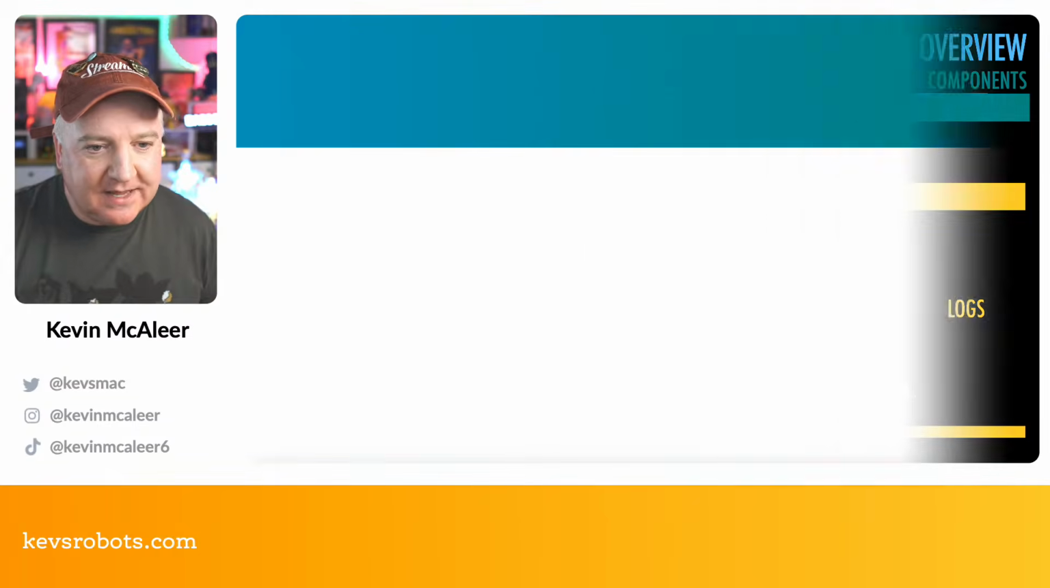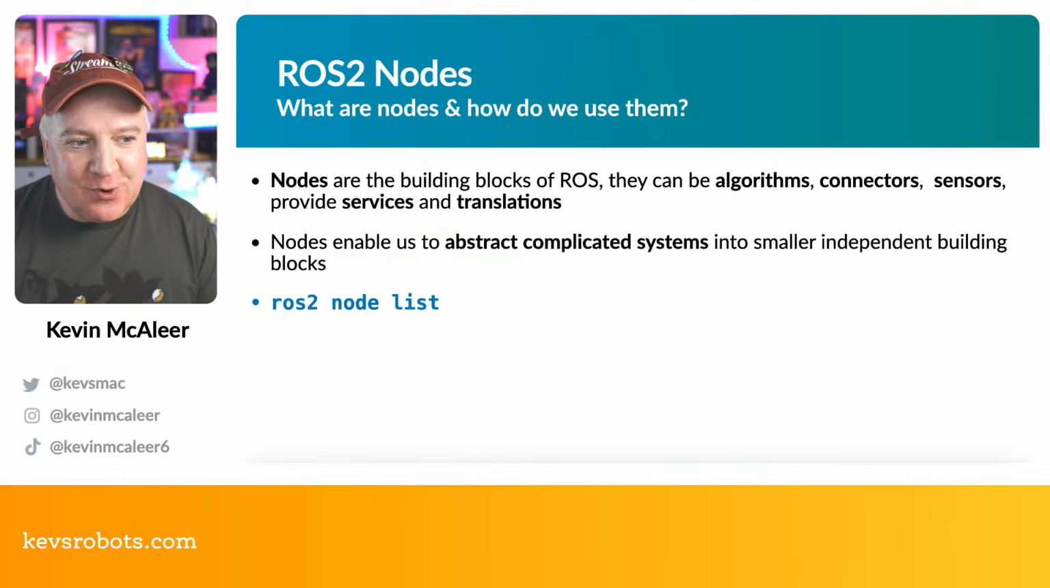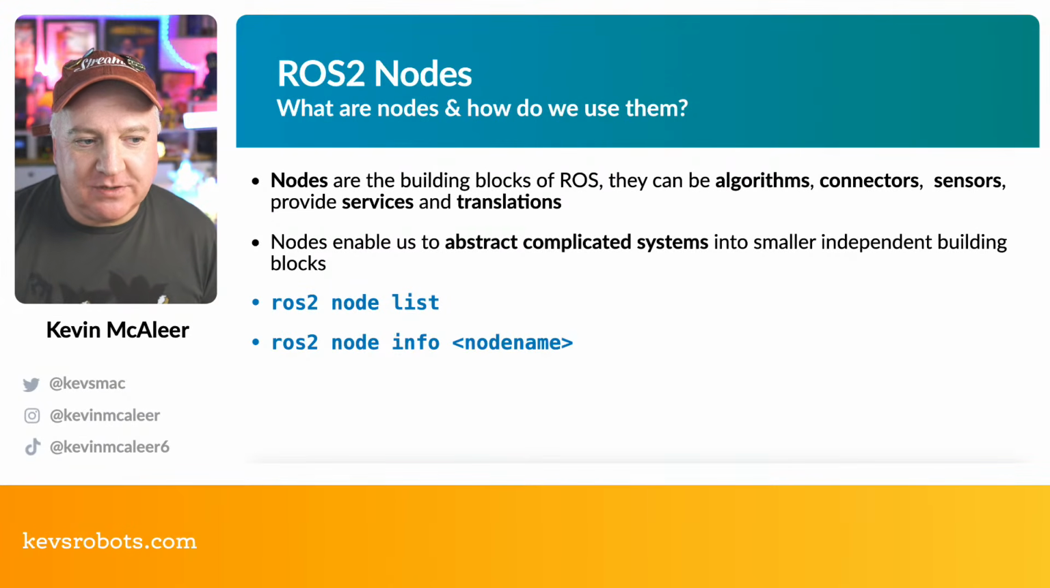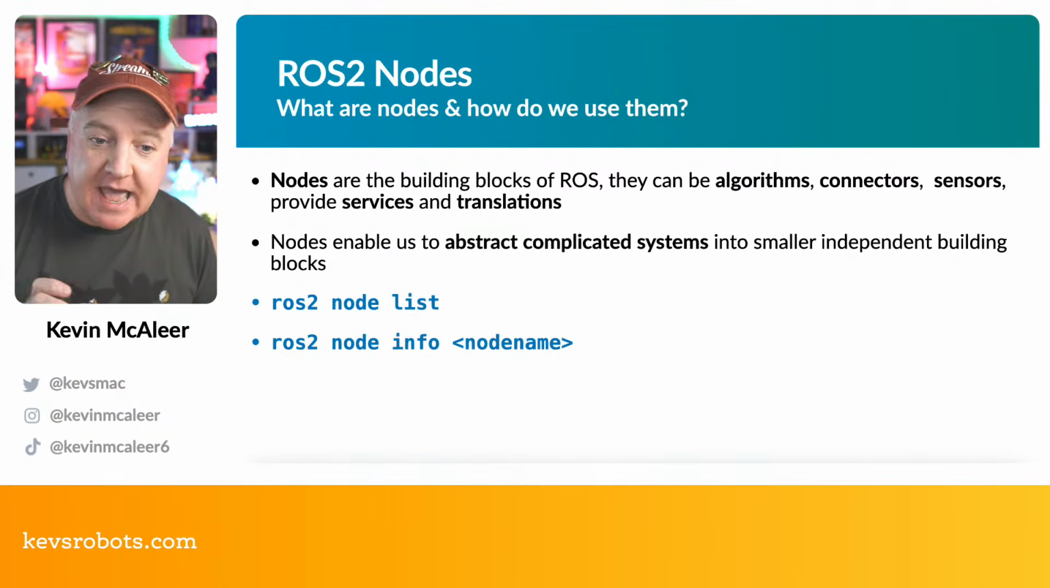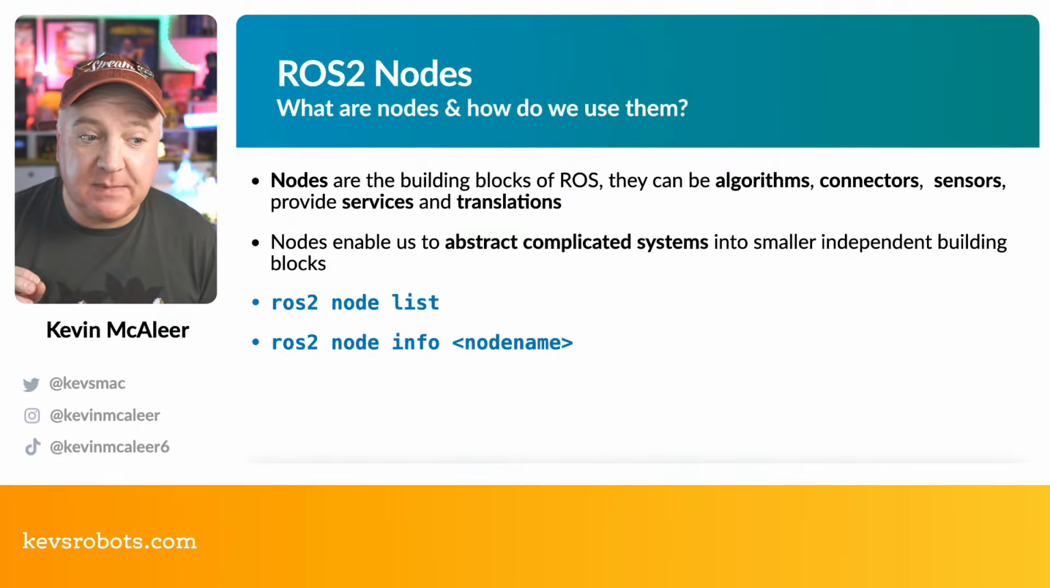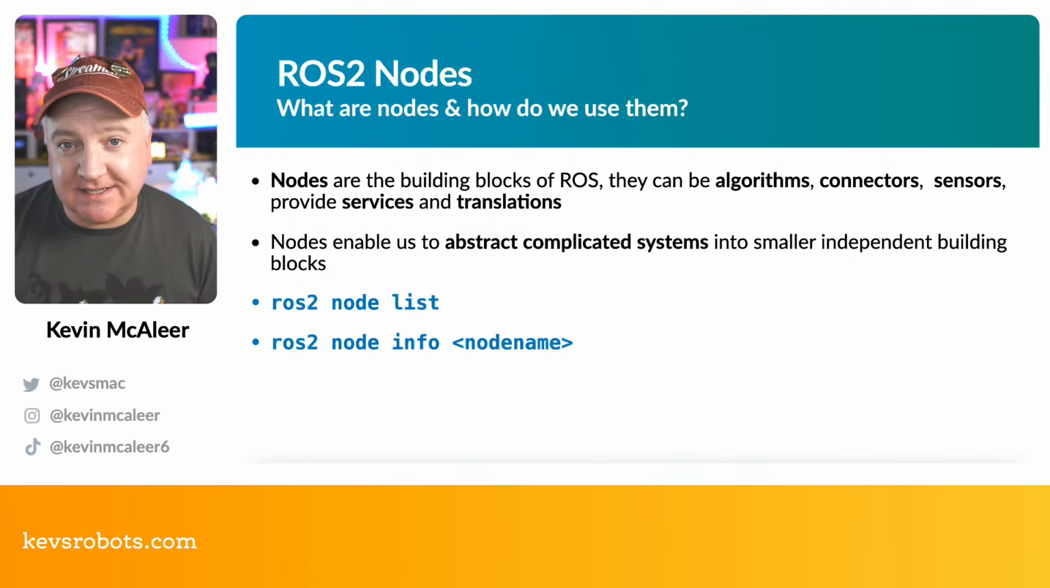Okay, so next is ROS2 nodes. So what are nodes and how do we use them? So nodes are the building blocks of ROS. They can be algorithms, they can be connectors between different systems, they can be sensors, they can represent services, they can translate data. And nodes enable us to abstract really complicated systems into smaller independent building blocks.